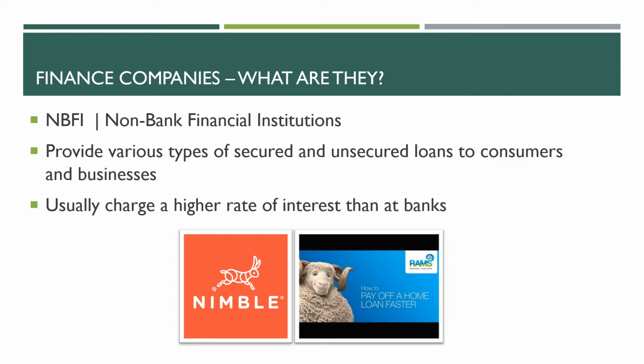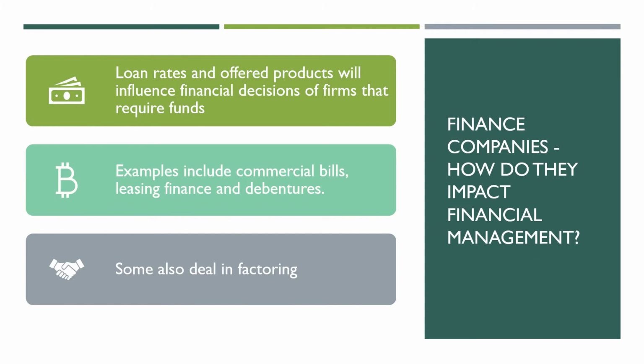But in general, these companies tend to charge higher rates of interest than banks. Having said that, they're usually more flexible and more likely to loan out more money than banks. Banks are a bit stricter, but because finance companies are more likely to loan you the money, the risk associated with it comes in the form of a higher rate of interest. Some examples are Nimble, Rams, home loans. They do mortgage loans. You might have seen Wizard, a whole range of different companies.